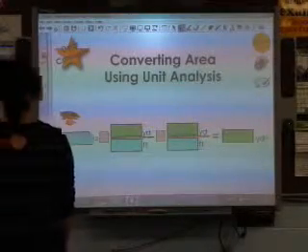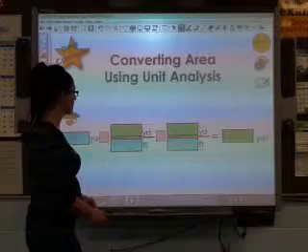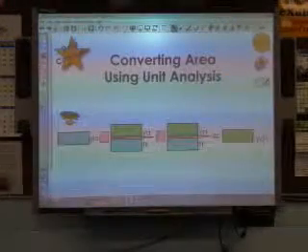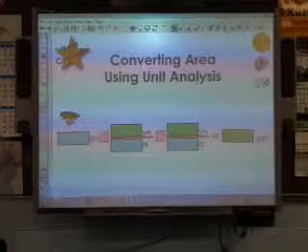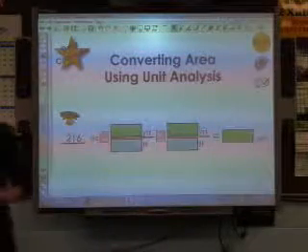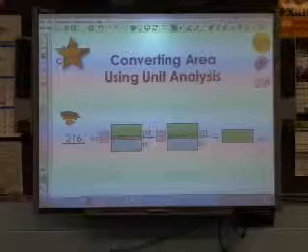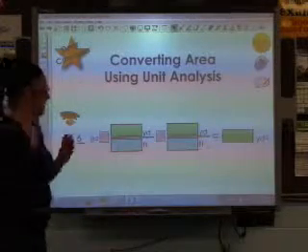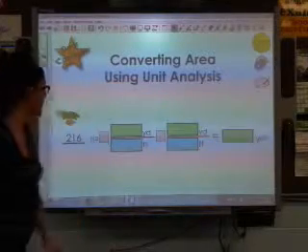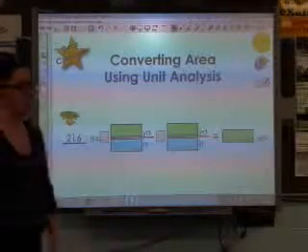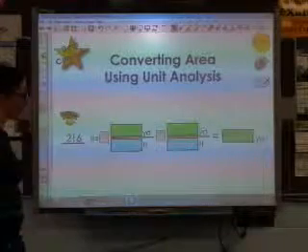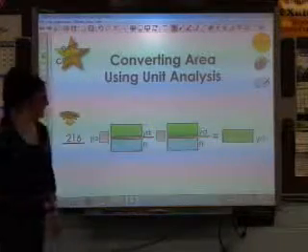Conversion using unit analysis. Suppose I wanted to convert from feet squared to yards squared. If I had 216 square feet, that has to do with that little question. The area of my carpet space is 216 square feet. When I go into the carpet store, they sell things in square yards. How do I convert this?